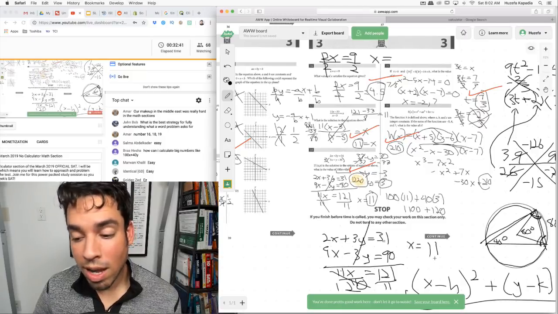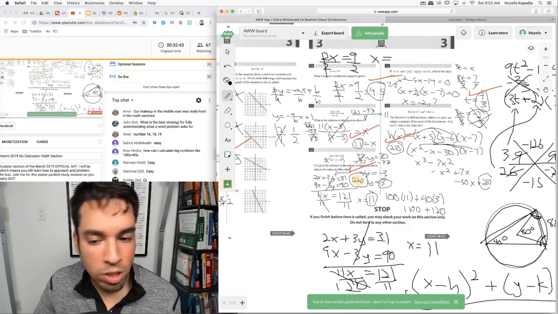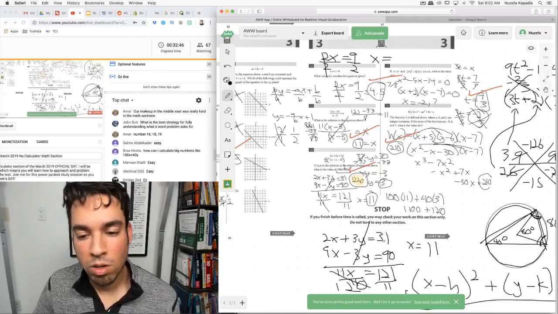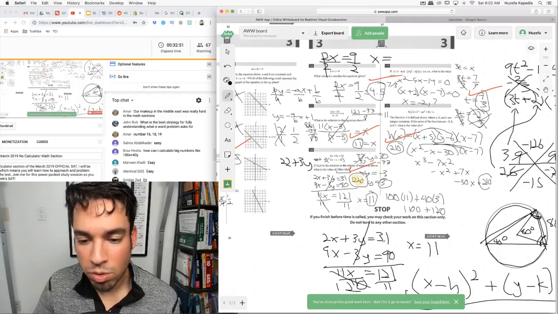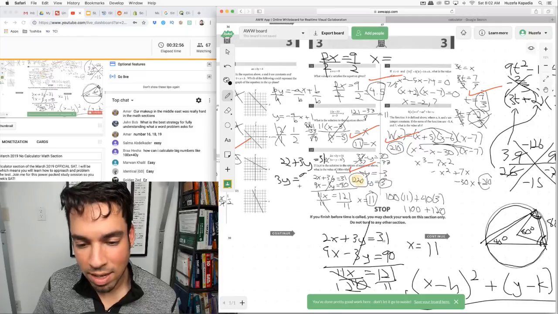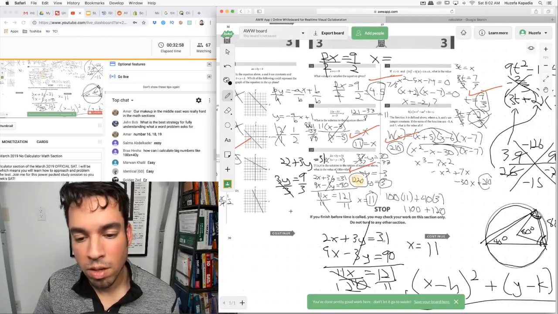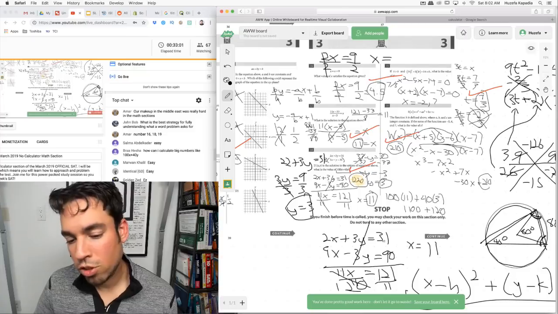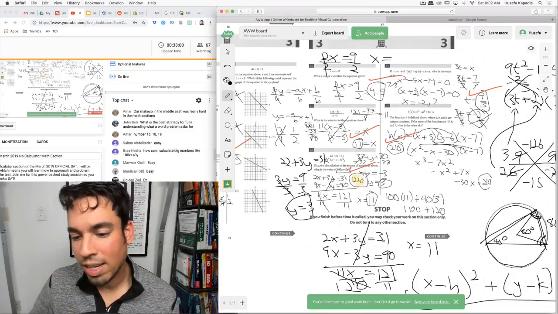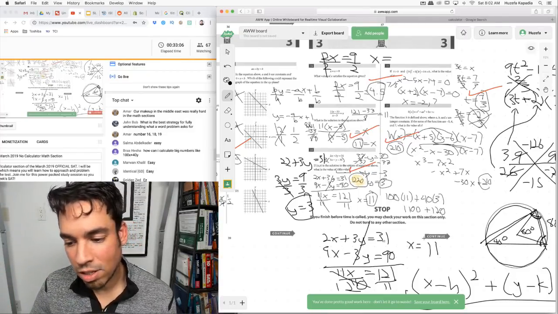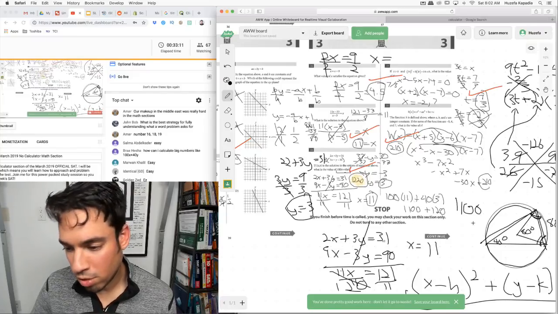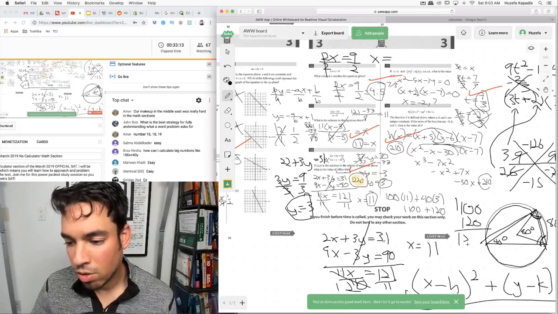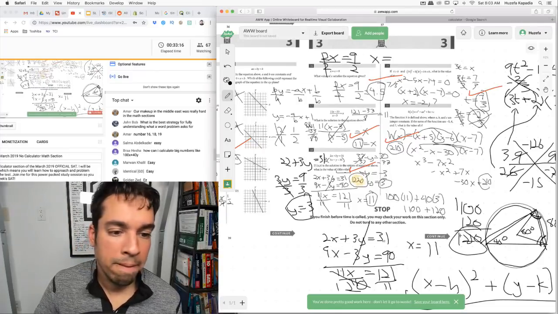To find y, I plug that 11 into either equation, doesn't matter which. I could plug it into the bottom one, or let's do the top one this time. So 2 times x is 22, plus 3y equals 31. Subtract 22 from both sides. 31 minus 22 is 9. Divide by 3. Y equals 3. So there's your answer: y equals 3, x equals 11. Then you plug those into here. 11 times 100 is 1100. 3 times 40 is 120. Add them together, and we get 1220.